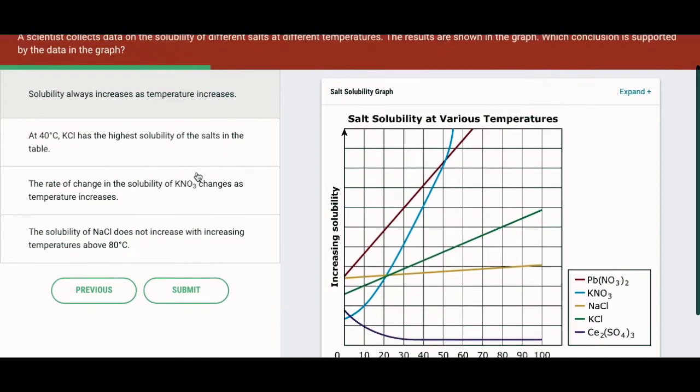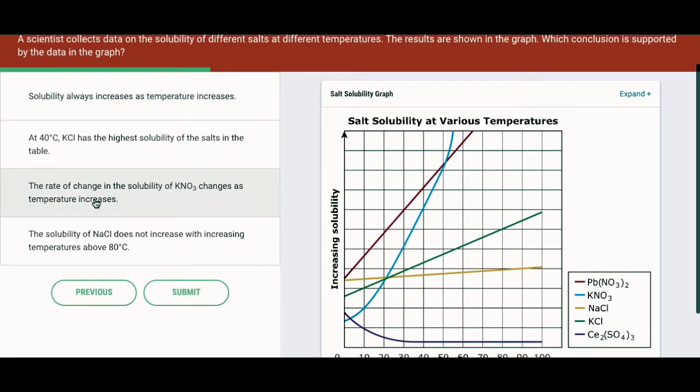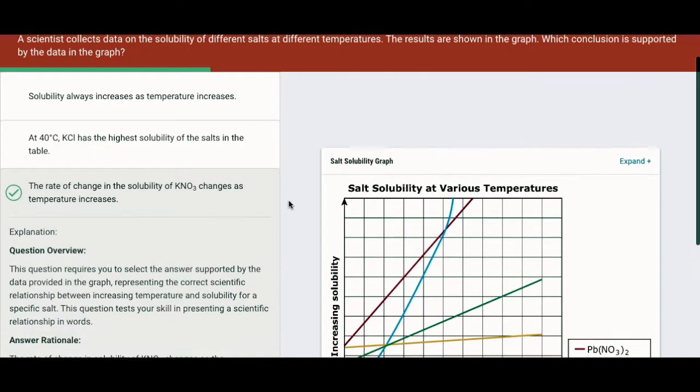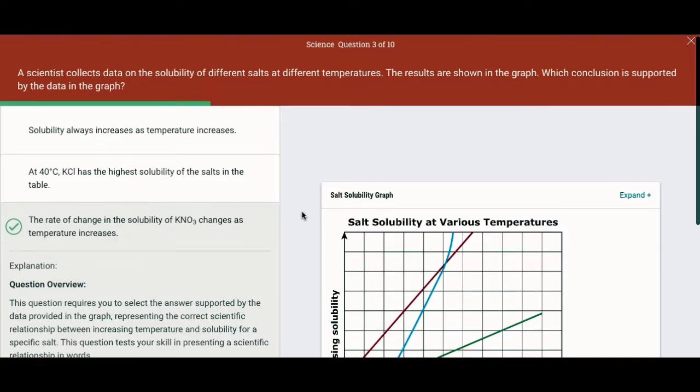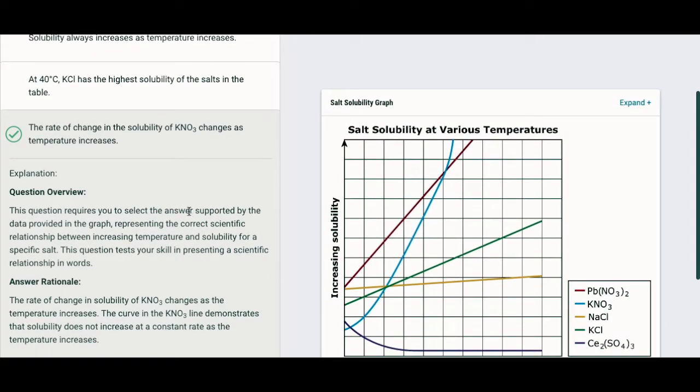So the only thing that could possibly be right is this answer here: the rate of change of the solubility of KNO3 changes as temperature increases. You don't even have to know what the rate of change means to understand that this is the right answer. See how just by using process of elimination, reading an answer choice and then looking at the graph to see if it's true or false, we were able to figure out the right answer.